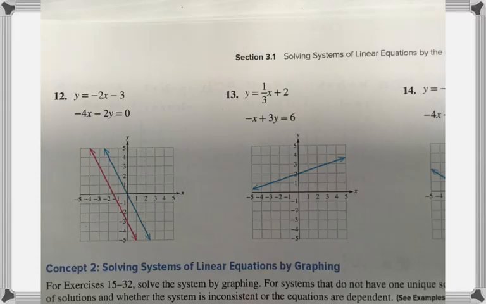Okay, I think there's some more. Number 12, what do we have here? What kind of system is this? IINS. Number 13.